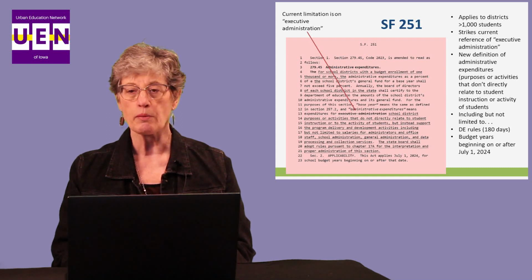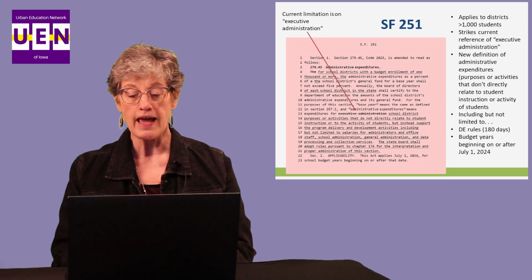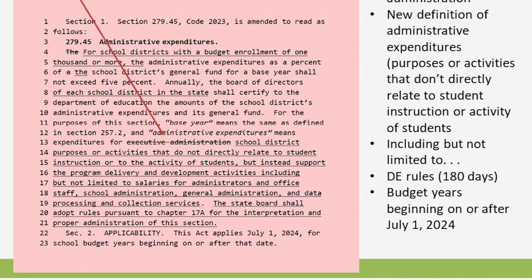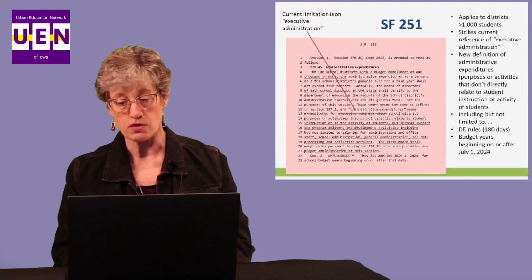This bill, which was floor managed by Senator Zahn, would strike that executive administration reference and insert a new definition of administrative expenditures: school district purposes or activities that do not directly relate to student instruction or the activity of students, but instead support program delivery and development activities, including but not limited to, with a laundry list of things. It applies to districts with more than 1,000 students.